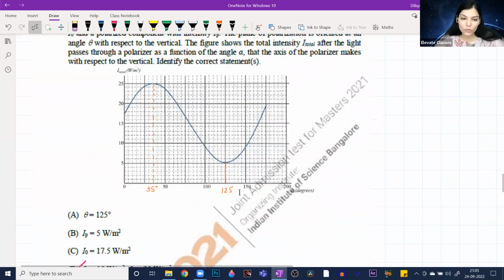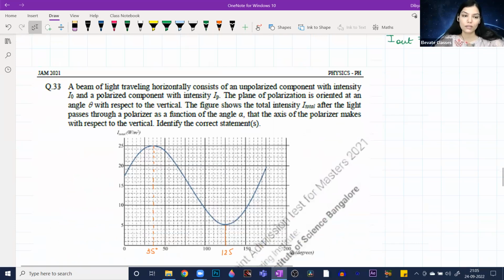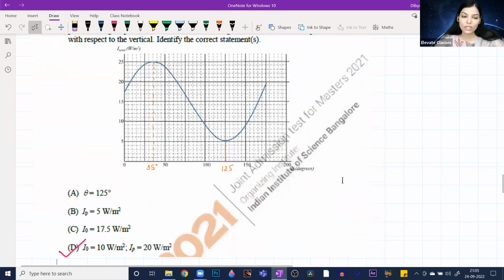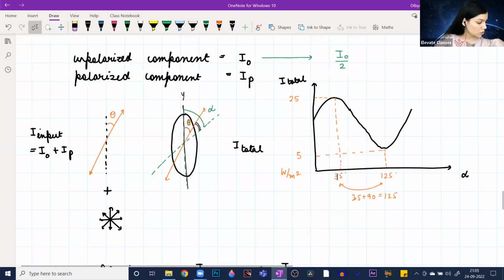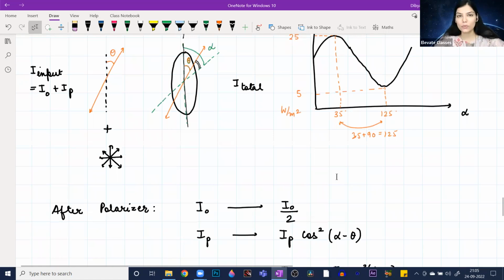बहुत simple है ये. अब देखो 2 marks का question था, question number 33. It was an MSQ. So it was a 2-mark question, but it was not that difficult, right? 9:05 हो गए. So ये topic यहाँ पे खत्म होता है, Malus law. So in the next class we will start with double refraction in birefringence.